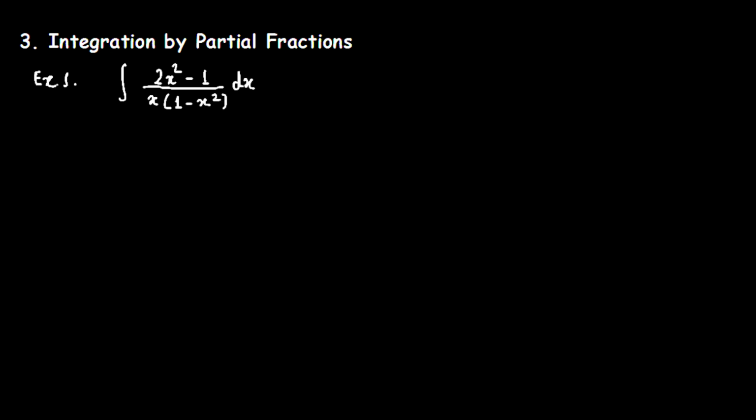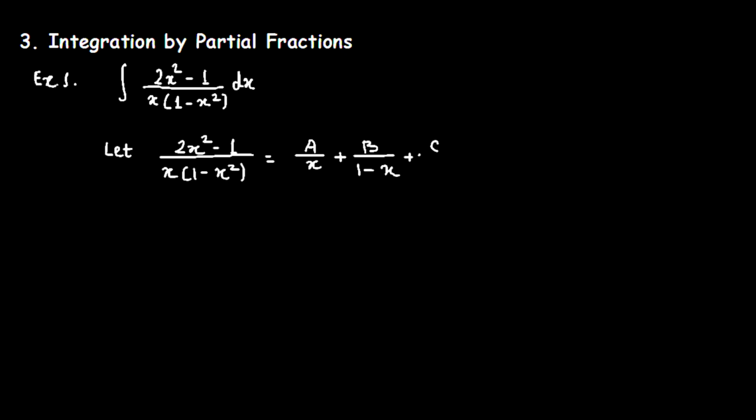So let us suppose that 2x squared minus 1 divided by x times 1 minus x squared, where the denominator 1 minus x squared can be factored as the product of 1 minus x times 1 plus x, and we're going to rewrite it as equals to the constant a over x plus b over 1 minus x plus c over 1 plus x. What we have done is divided the given fraction into partial forms.